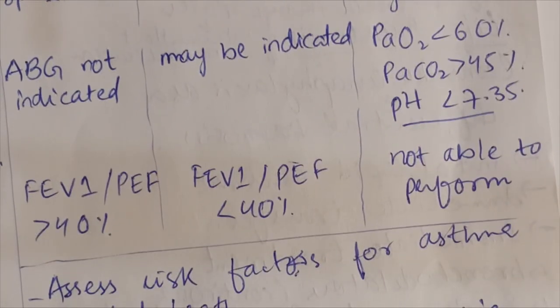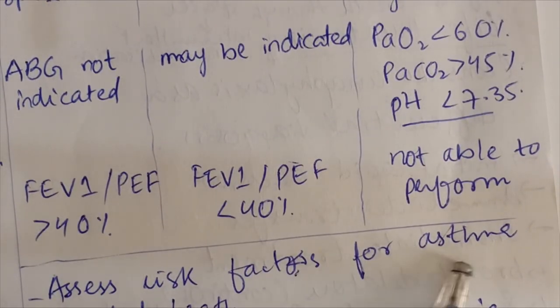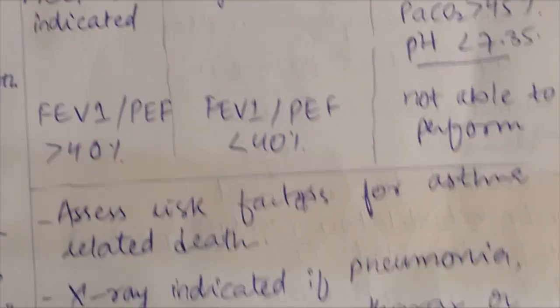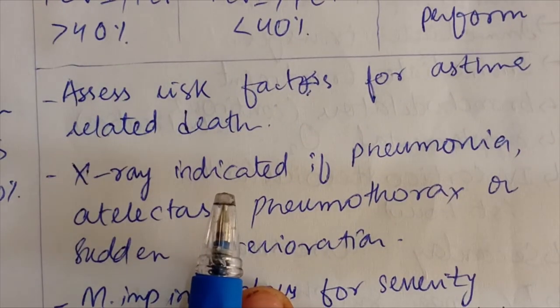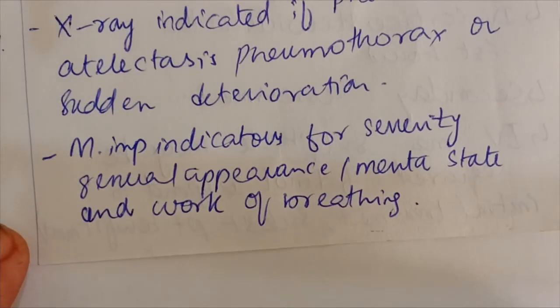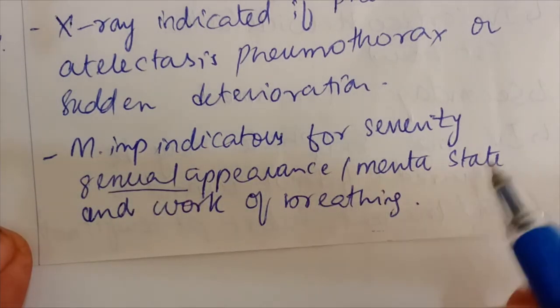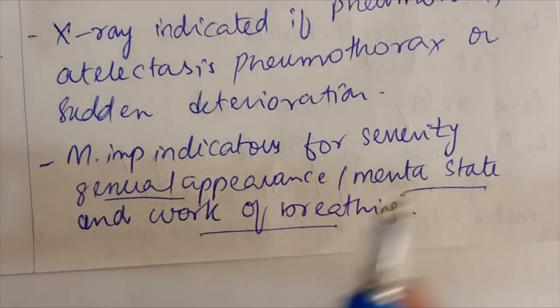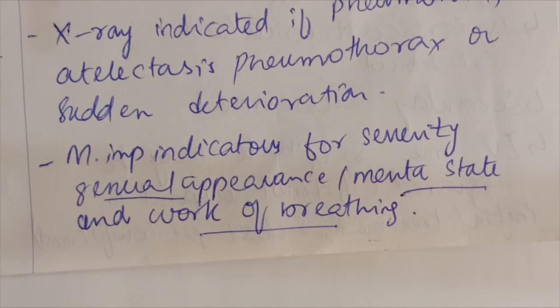So, if the patient comes to you, we are going to assess the risk factors for asthma related death, and X-ray is indicated in the case of acute exacerbation when the patient has pneumonia, atelectasis, pneumothorax, or sudden deterioration in asthma. The most important indications for severity of asthma are general appearance, mental status, and work of breathing. These are the most important indicators for checking the severity.